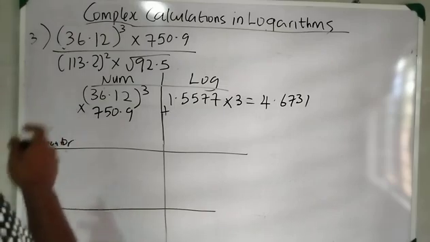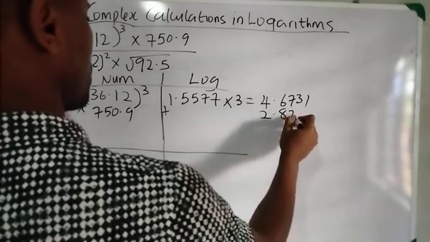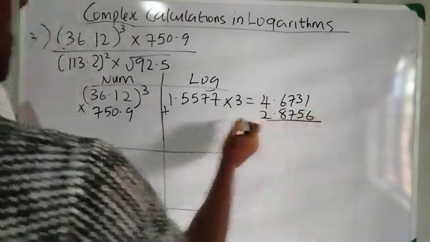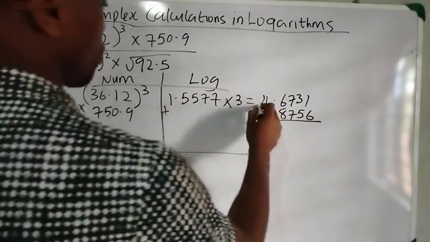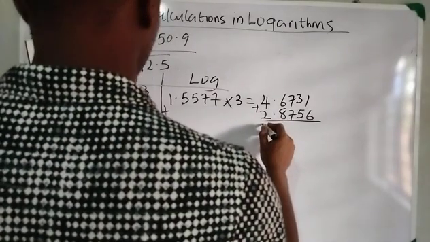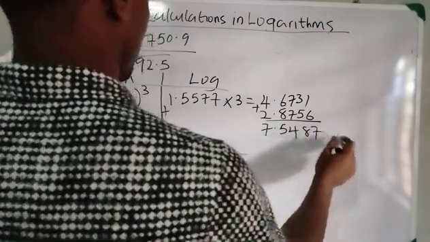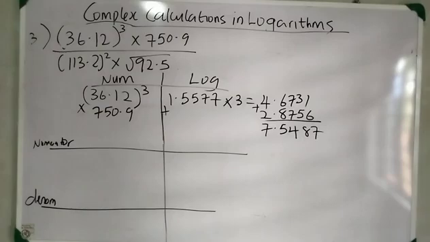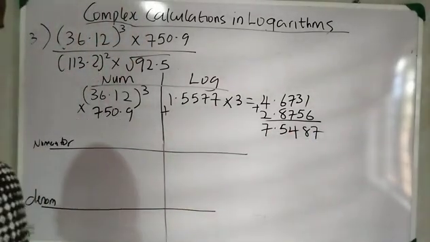So when you look for the logarithm of 750.9, you are going to have 2.8756. So the two of them, since this is times, this is plus, they are going to add. Alright? So when you add the two of them, you are going to have 7.5487. So that is what you get for the numerator. 7.5487.